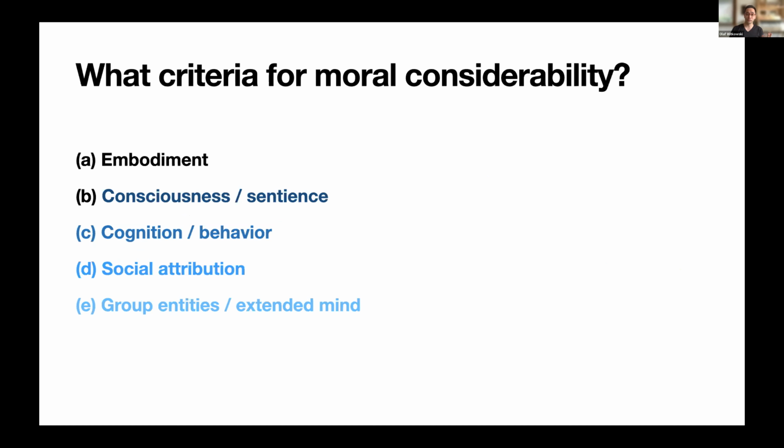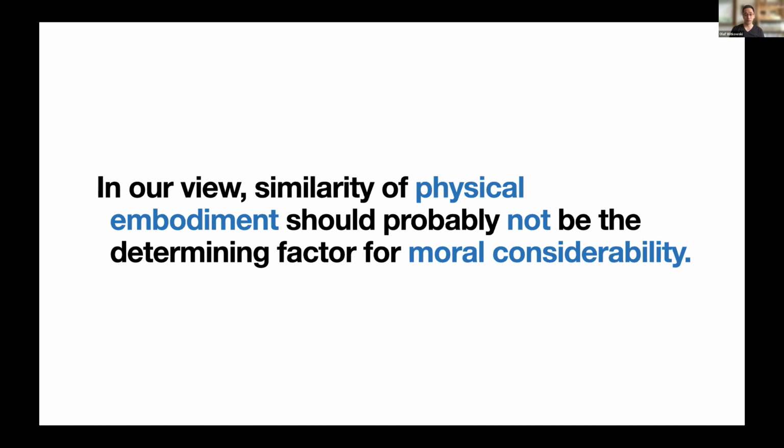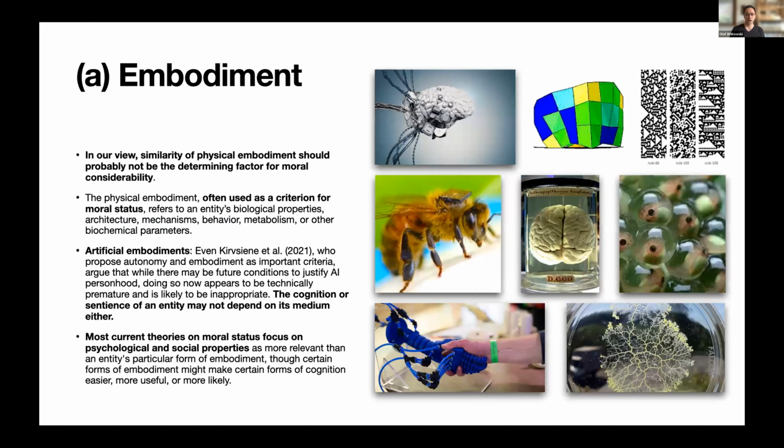So in our review, the first one, embodiment. Similarity of physical embodiment should probably not be a determining factor for moral considerability, we think. In our view, we should sort of put this aside. And of course, the cognition or sentience of an entity may depend on its medium, but we shouldn't use that as a decision directly, right? So embodiment equals this kind of consideration, that's a no-no. Most current theories focus on psychological or social properties instead.